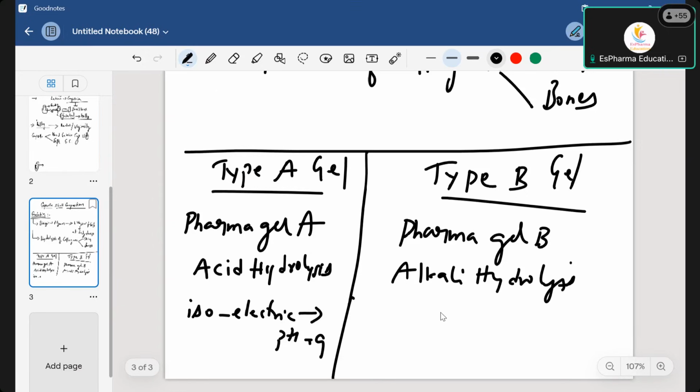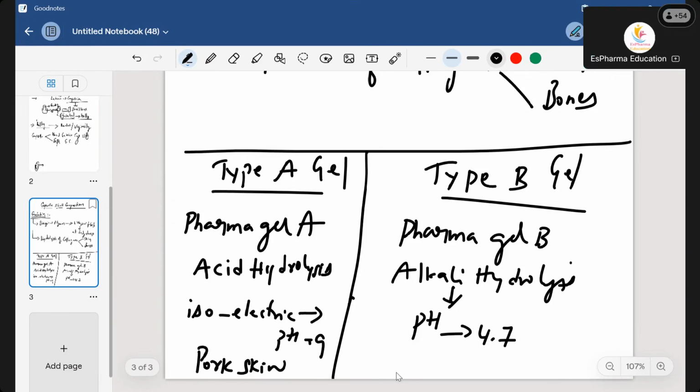Isoelectric point of pharma gel B or type B gelatin is how much? 4.7. Type A gelatin is obtained from pork skin. Type B gelatin is obtained from animal bones. Please write these differences. So few things మీరు రాసి ఉండండి, నేను చెప్తాను.